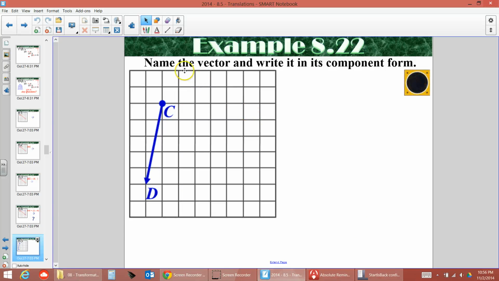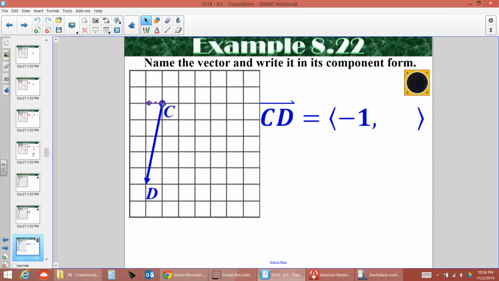So again, same process, name the vector and write the component form. I start at C and I go to D, so it's ray CD. My x direction is a negative 1 going left 1. My y direction is a negative 5 going down 5. That is the vector and its component form.